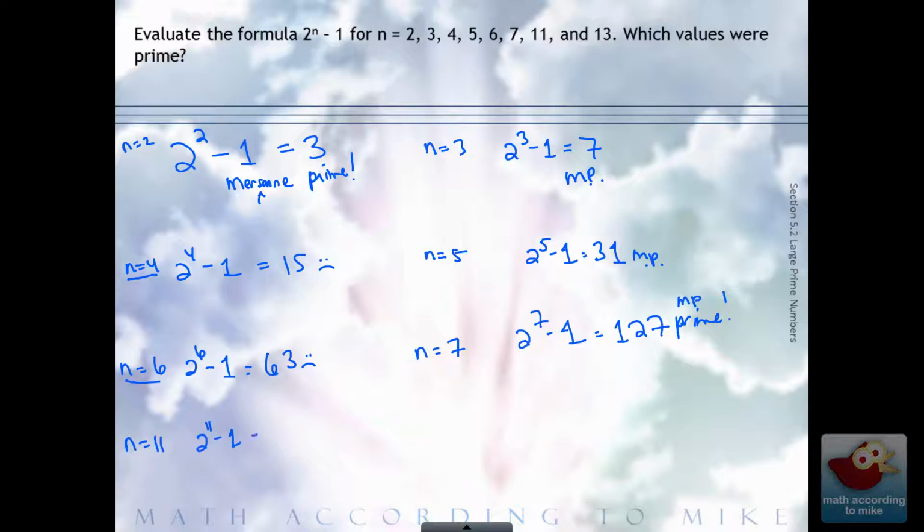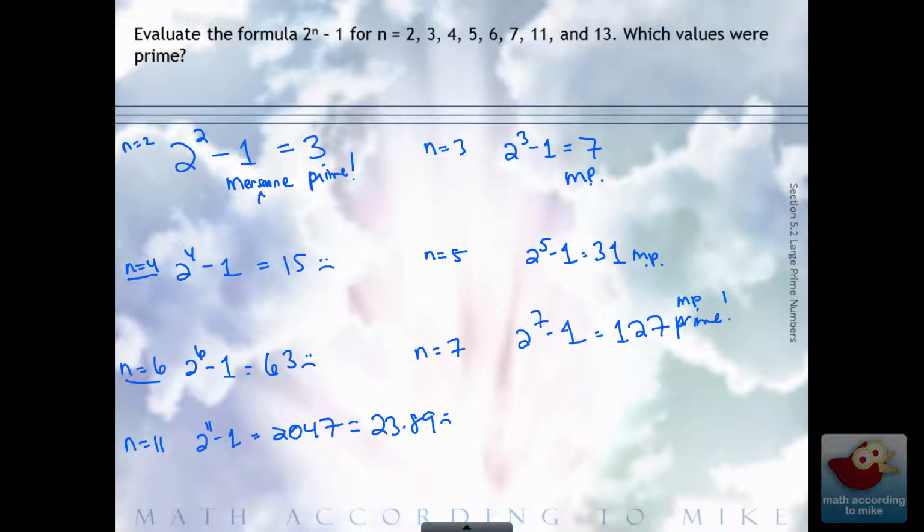2 to the 11th minus 1. Well, 2 to the 11th is 2048. So this would be 2047 after we subtract 1. Oh boy, I have no idea if that's prime. Well, as it turns out, 2047 does factor as 23 times 89, sad face, so not prime.